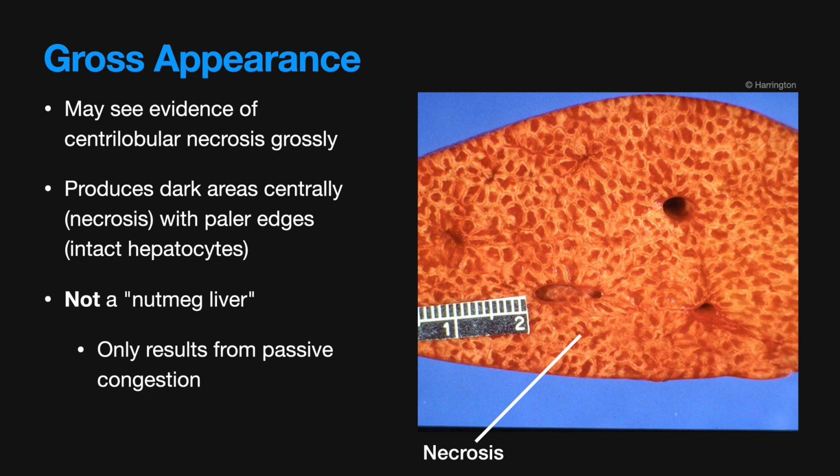This type of necrosis would produce collapsed, dark areas centrally where the necrosis is occurring. These areas are rimmed by a paler edge of intact hepatocytes. It is important to note that you should not describe this pattern as a nutmeg liver. Nutmeg liver only results from chronic passive congestion of the liver.